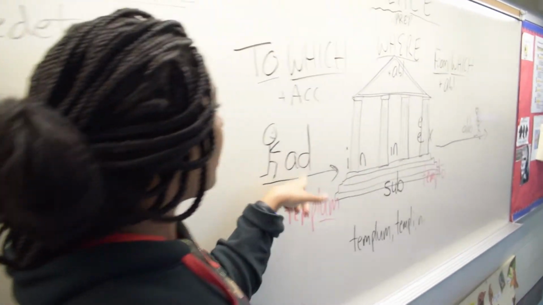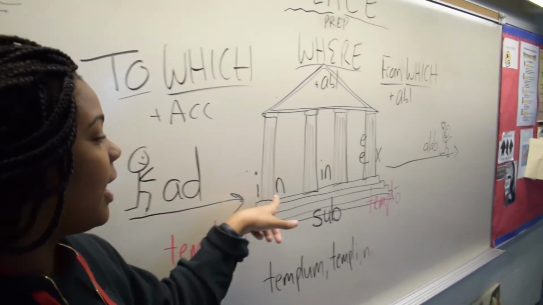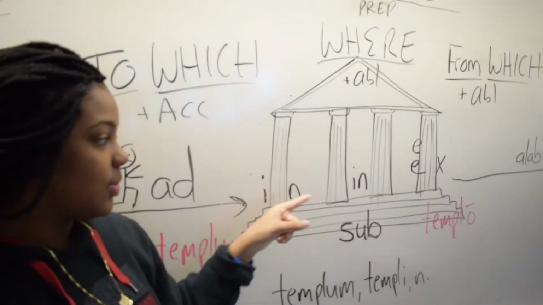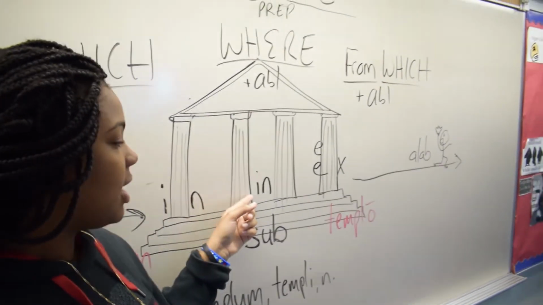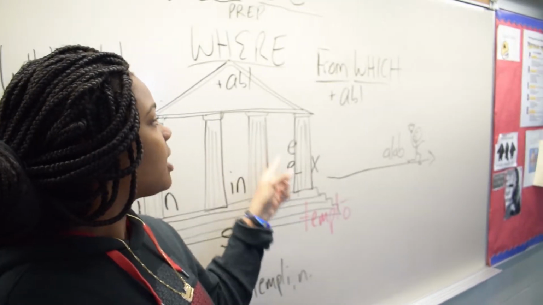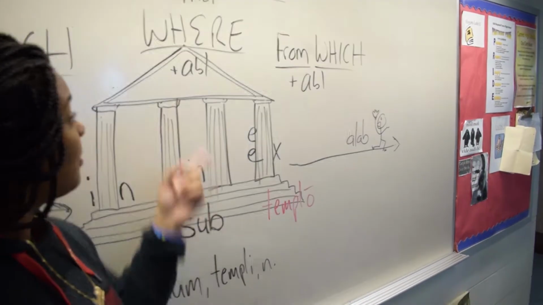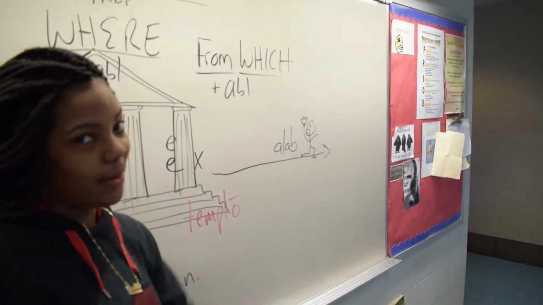For example, ad plus the accusative is towards. In plus the ablative is on or in. In plus the accusative is into. E or ex plus the ablative is out of. Sub plus the ablative is under. And a or ab plus the ablative is away from.